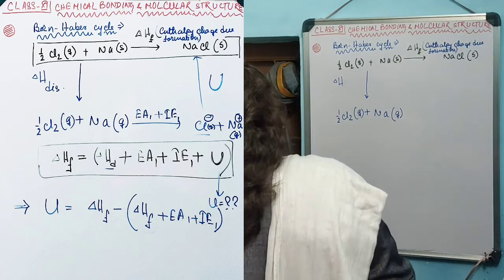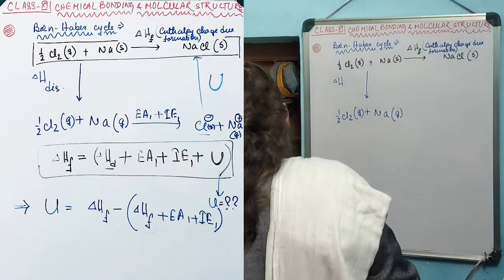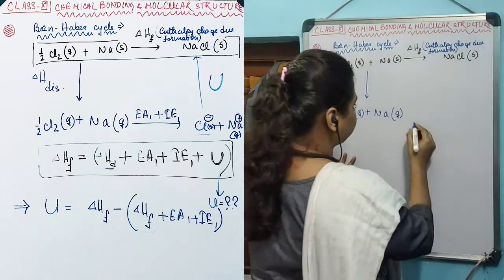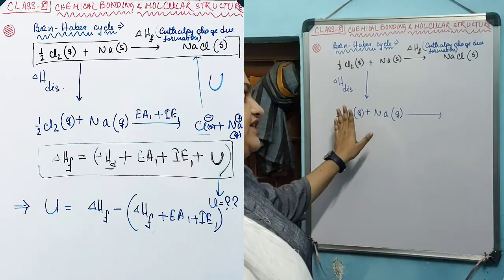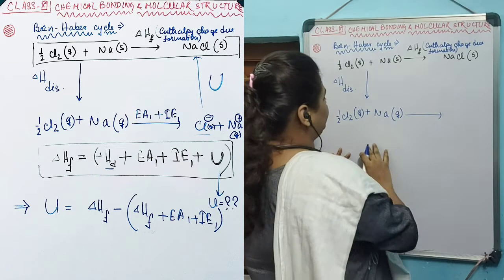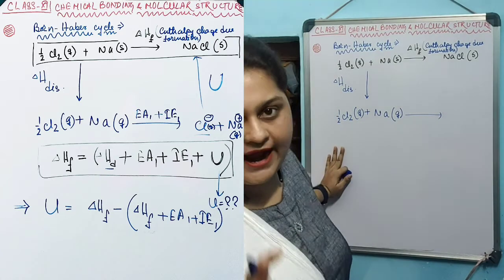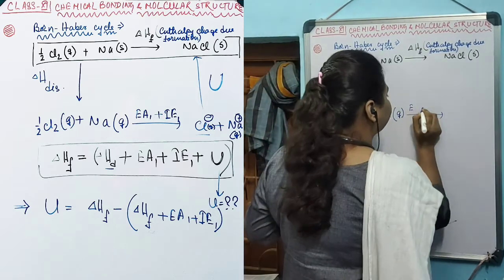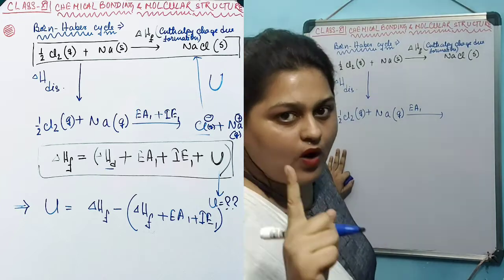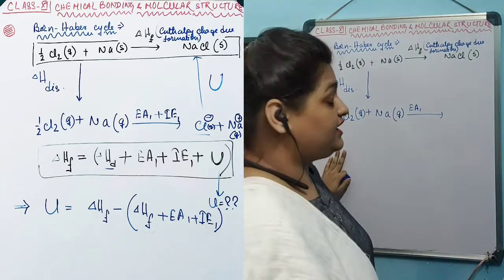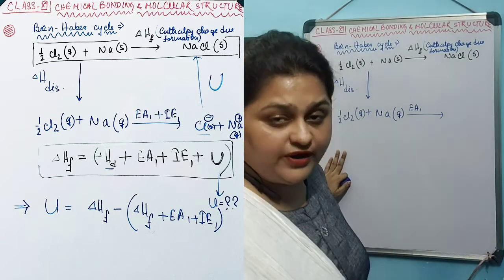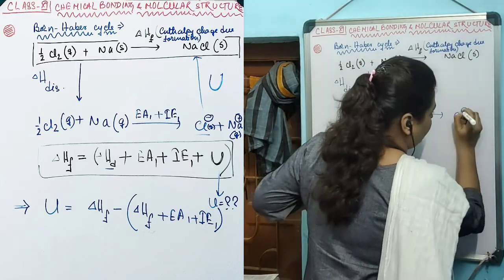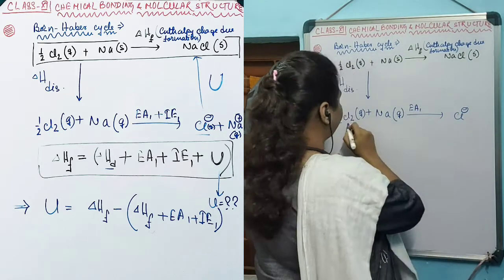To do this transformation, the energy required is the dissociation energy, delta HD. The chlorine atom in its gaseous state is intact here. In the next step, this chlorine atom is gaining one electron, so the electron gain enthalpy EA1 is associated with this chlorine atom. EA1 will be released when the chlorine atom acquires an electron, producing Cl minus.